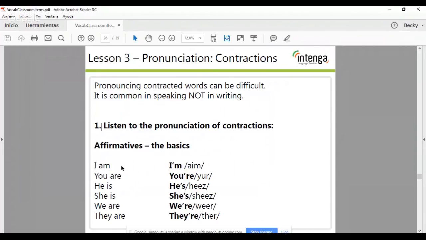I am, I'm. You are, you're. He is, he's. She is, she's. We are, we're. They are, they're. Ken, do you want to try? Okay. I am, I'm. You are, you're. He is, he's. She is, she's. We are, we're. They are, they're.